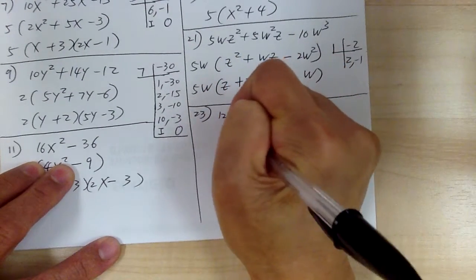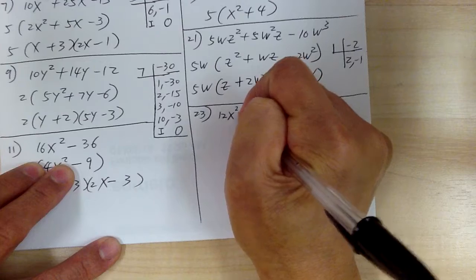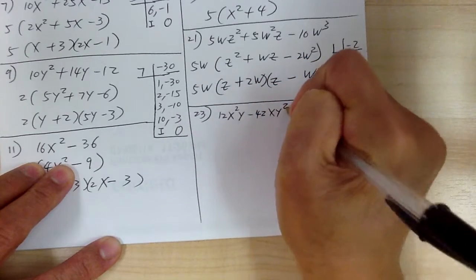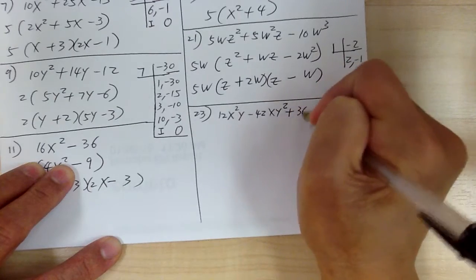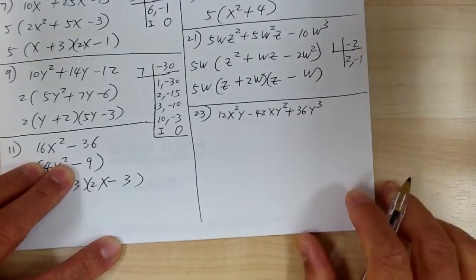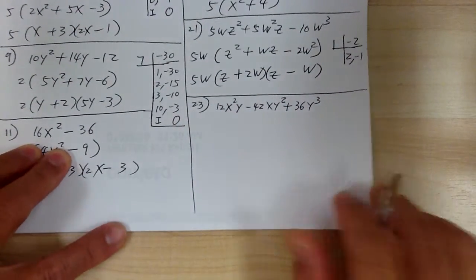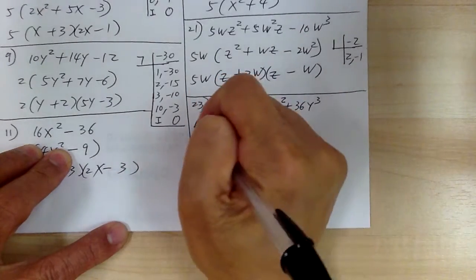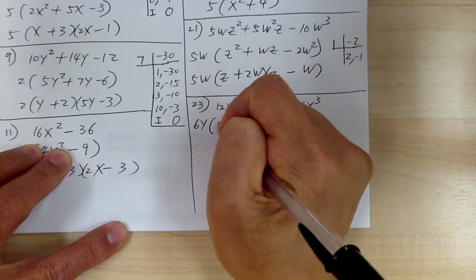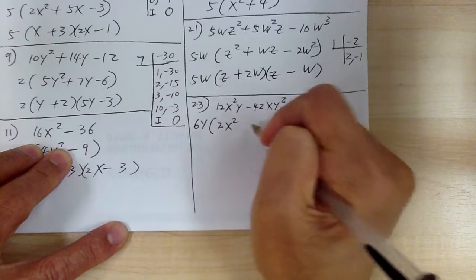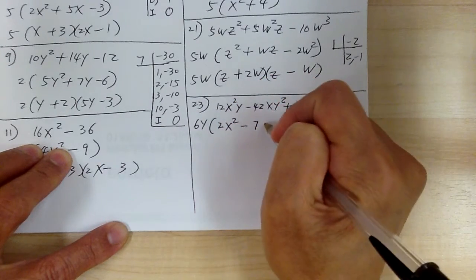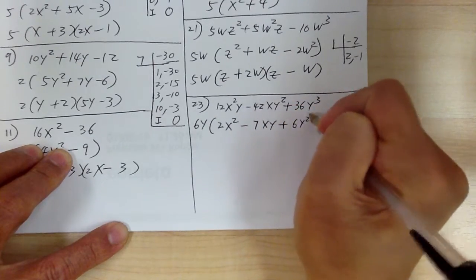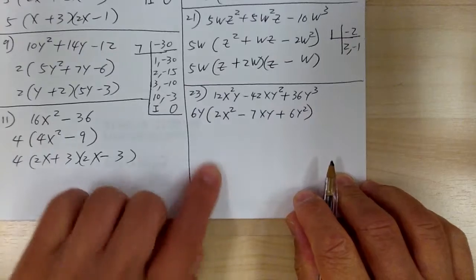So you got 12x squared y minus 42xy squared plus 36y to the 3. So step 1, common factor. The number, I can factor out the 6. The variable, I can factor out the y. So I get 2x squared minus 7xy plus 6y squared. So step 2, perfect square.